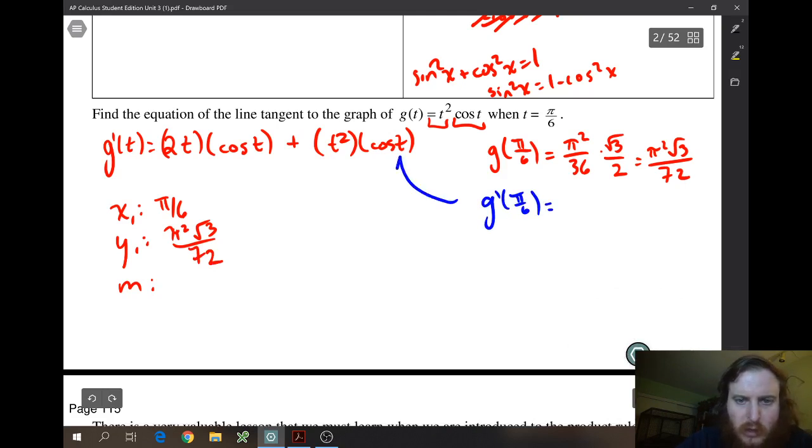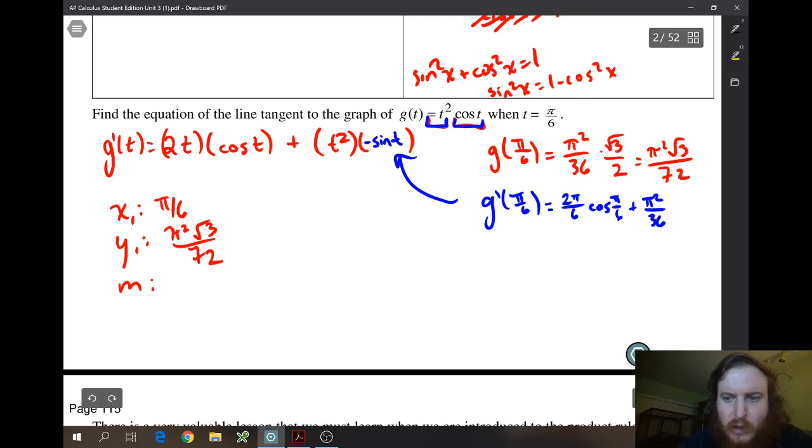And so we're going to plug that in here. So that's going to be 2 pi over 6 times cosine of pi over 6 plus pi squared over 36. Oops, I messed this up. That should have been the original first one times the derivative of the second one, which would have been negative sine of t. There should have been a negative sine of t there. So times, now, sine of pi over 6 is 1/2, but the negative is going to make it negative 1/2.